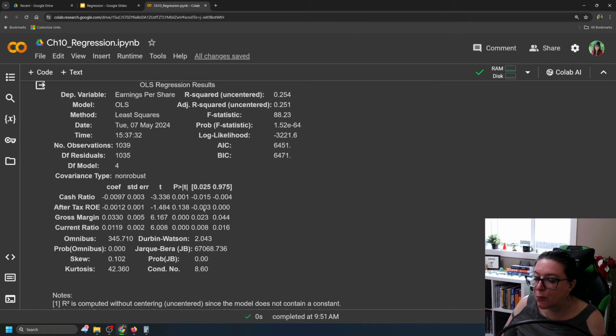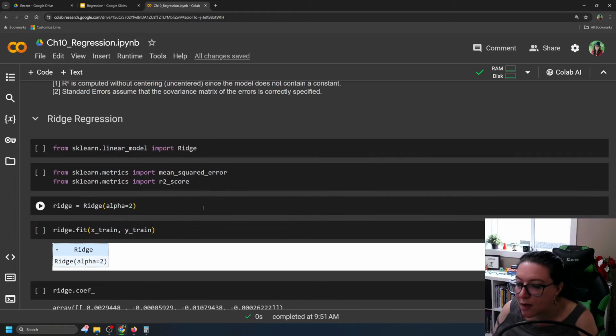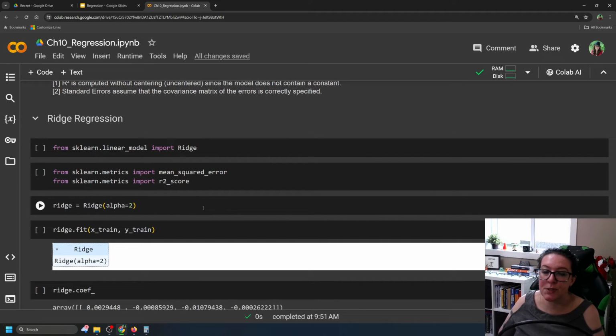So if we're going to do ridge regression, let's say that we had that high R squared and lots of variables here, but we are concerned about the difference between being able to predict the past data that we use to build the model versus the future data that we're looking for. You can use ridge regression to reduce that overfitting.